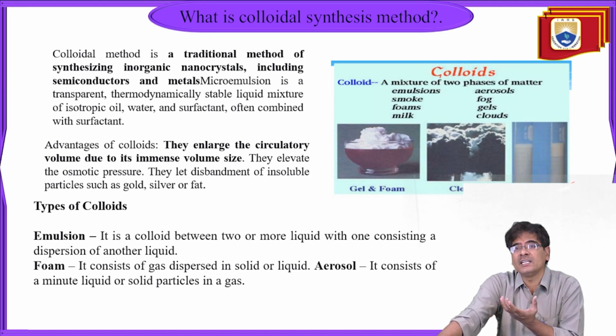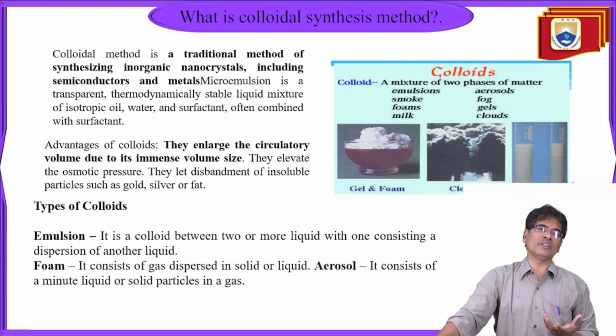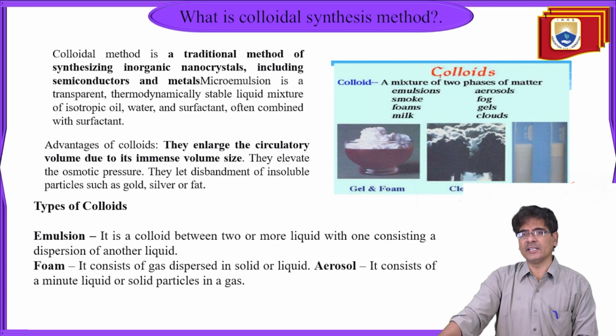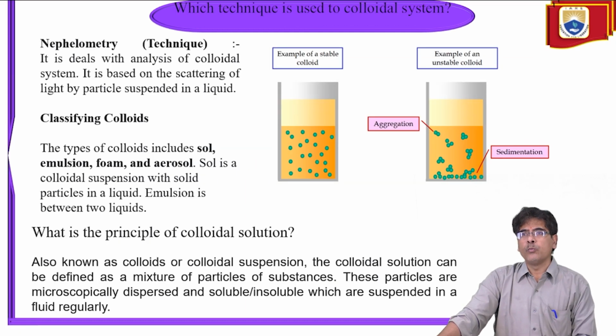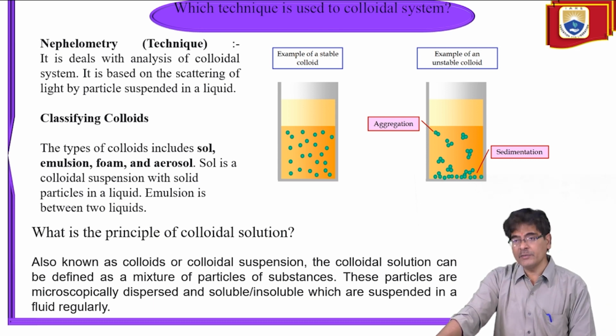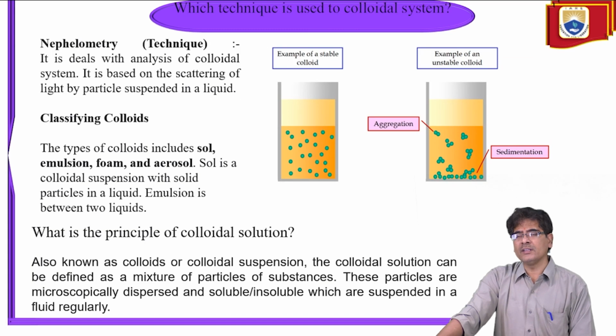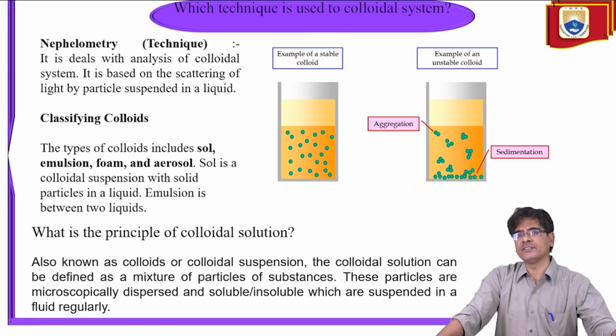So the colloidal method is generally a synthesis method by which nanoparticles can be fabricated, including inorganic nanocrystals, including semiconductors and metals, right? So this is the synthesis method and the different types of colloids. Now, which technique is used in the colloidal system? Previously we have seen what the colloidal synthesis method is, two different types, and the advantages of colloids. Now we should see what technique is used in the colloidal system.